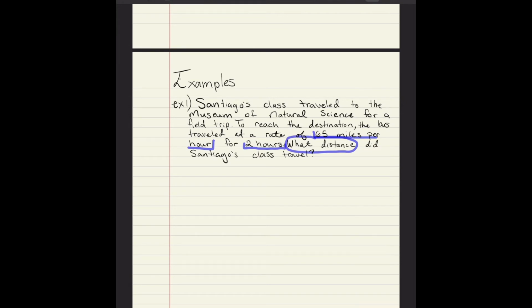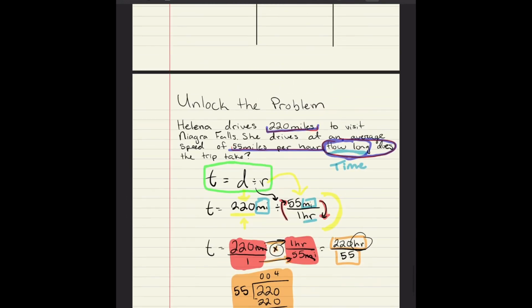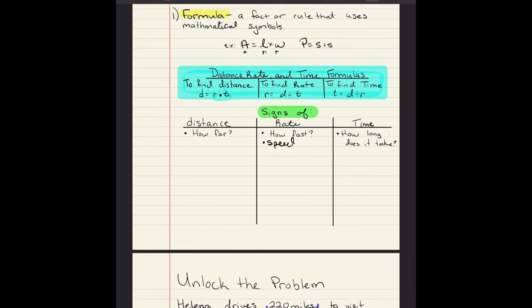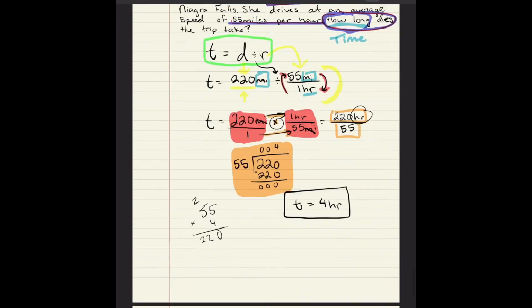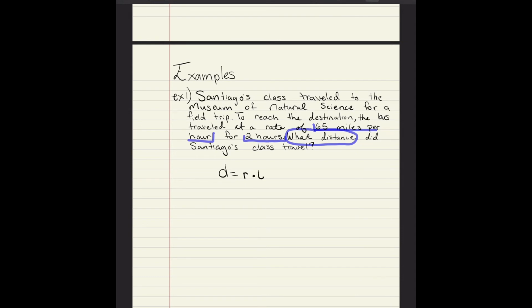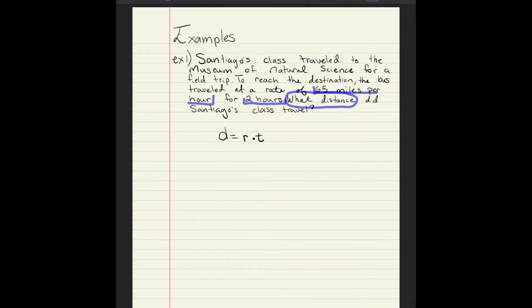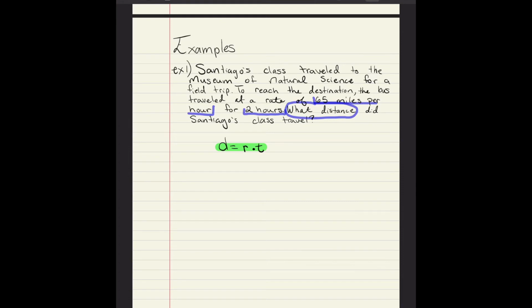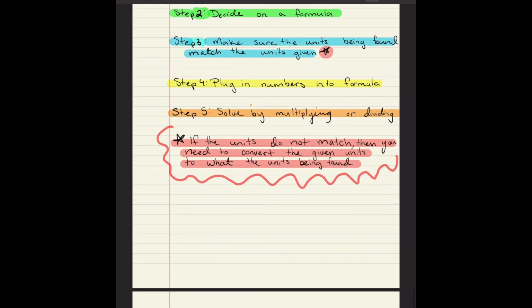So let's decide that. It's really just telling us here, what distance did Santiago's class travel? So we know it's going to be D for distance. And we have to go look at what that formula is. So to find distance, it's D equals rate times time. Rate multiplied by time. This is step 2. I found my formula, so let's go look at step 3.